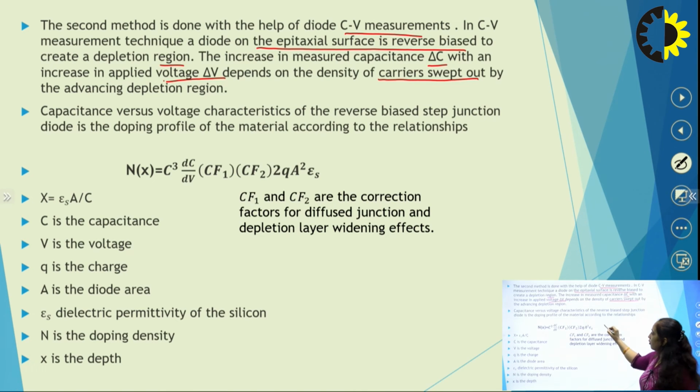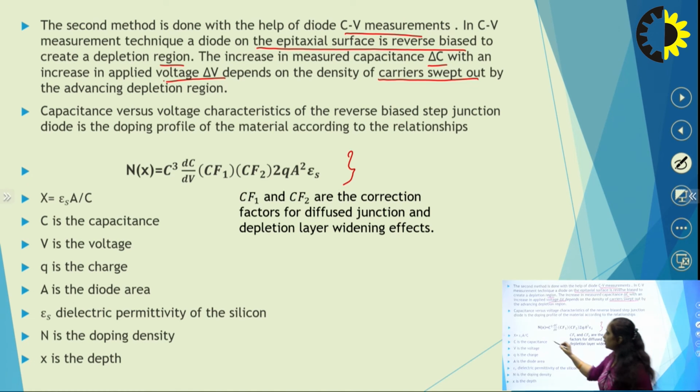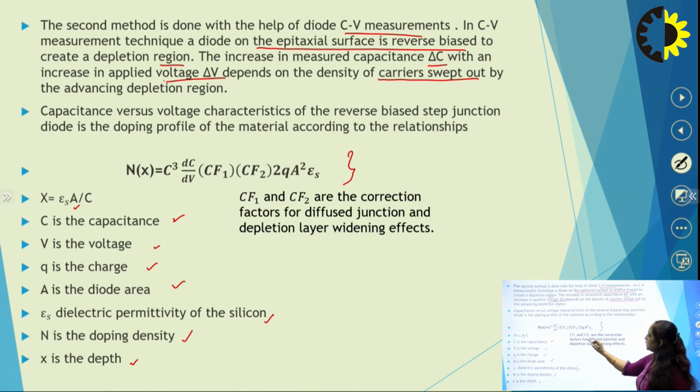By using this formula, we can check the doping profile, where epsilon is the permittivity of silicon, A is the area, C is the capacitance, V is the voltage, Q is the charge of the particle, A is the diode area, N is the doping density, X is the depth, and CF1 and CF2 are the correction factors for the diffused junction and the depletion layer, which is created with the help of the reverse bias.